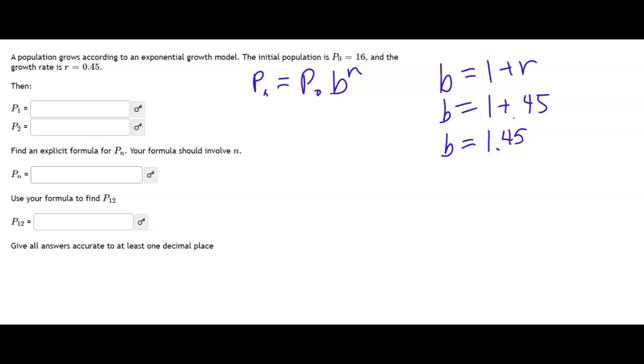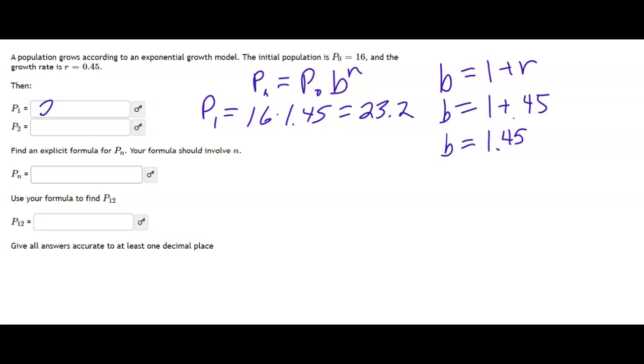The reason we have this exponential, p sub 0 times b to the n, is that every time you start with p, if you want to find p sub 1, it's going to be equal to the previous value, which is 16, times that b value, that 1.45, because we only raise it to the first power, n would be 1. So 16 times 1.45 is going to be our solution for this first one. To do that calculation, we just multiply that out. We get 23.2.